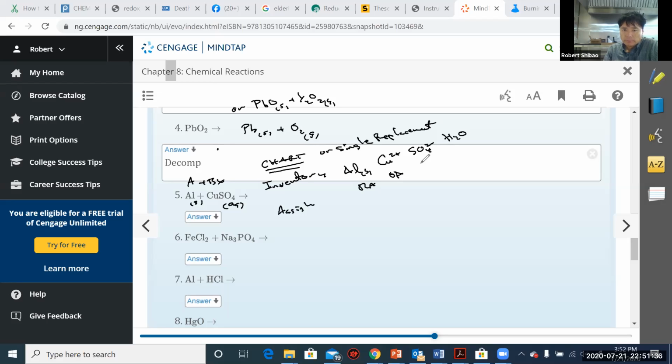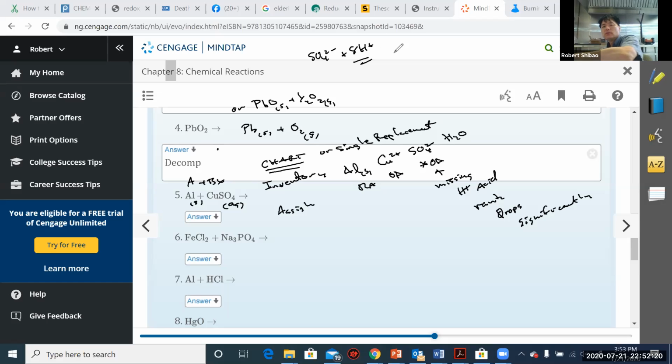Sulfate, this one is a problem. Sulfate is an oxidizing agent, but it's missing H+. We need acid. There's no acid in our inventory. So what that means is its rank drops significantly. So for right now, we're going to ignore it because we need that H+. If we look at the chart, it's sulfate plus 8H+. And so we're missing that.